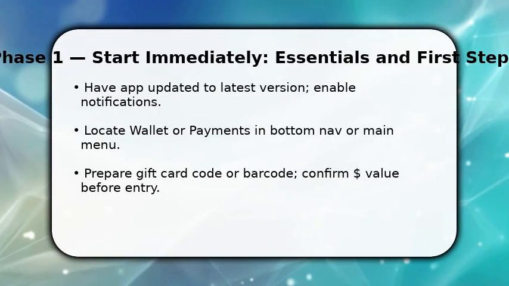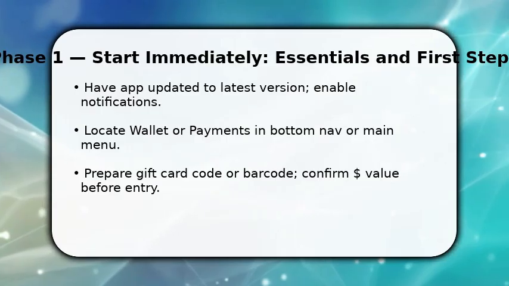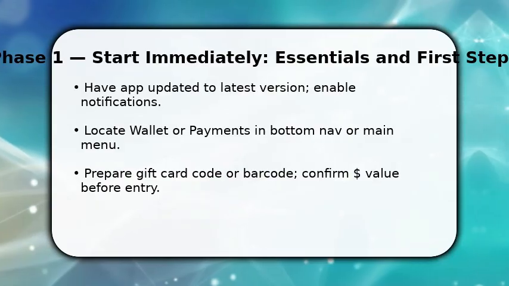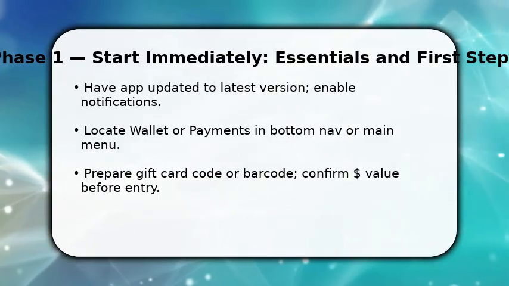You already have the app and a valid gift card. Open the app and go straight to Wallet or Payments. Tap Add Gift Card to start. You're looking for the code entry field or barcode scanner.